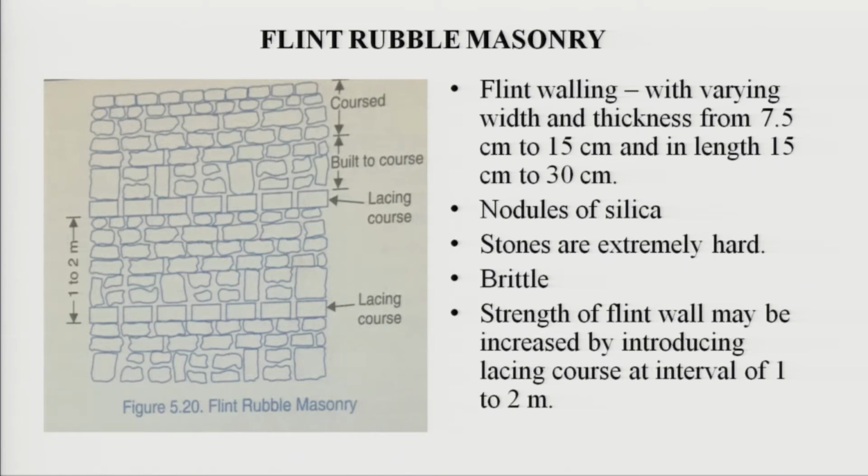The strength of flint wall may increase by introducing a lacing course at an interval of 1 to 2 meter. What is a lacing course? You see here, this is the lacing course at a regular interval. The next lacing course is here up to here. So, from 1 meter to 2 meter it is a lacing course in which other types of stones are laid. So, at a certain height the courses are level.